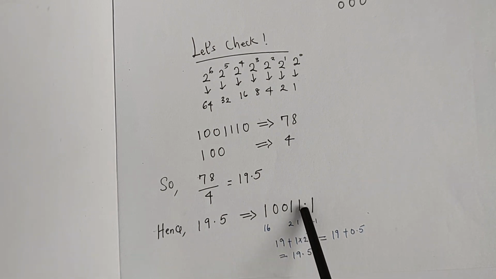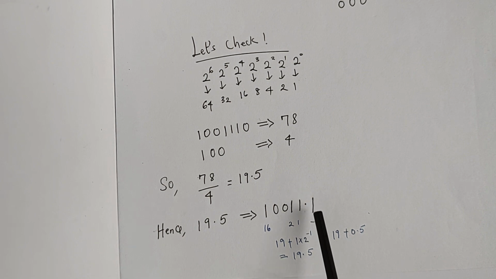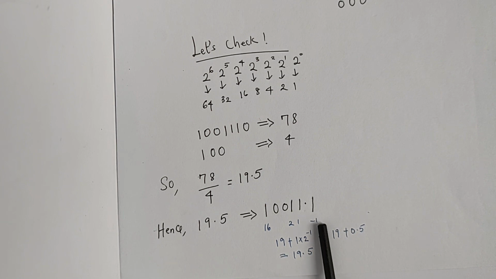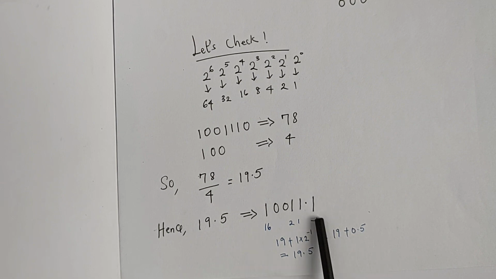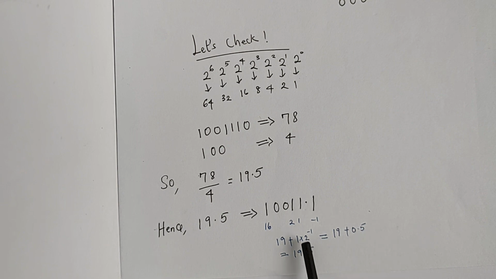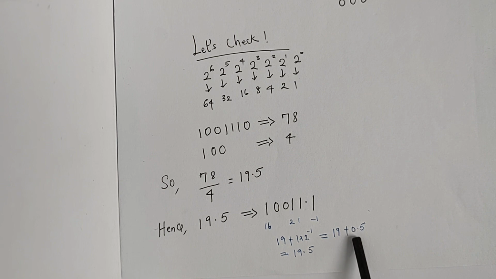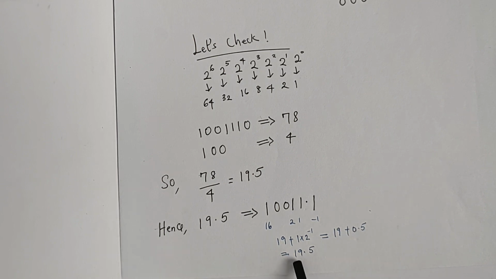Then you have a decimal point. Now the place value for the digit after the decimal point is going to be minus 1. So this is where we got minus 1. For us to add up this value so that we can arrive at the decimal value, we say 19 plus 1 times 2 raised to the power minus 1, because of this place value minus 1. So if you do that, you're going to get 19 plus 0.5. We say 1 times 1 divided by 2, right? So this is going to give us 0.5. So if you sum everything up, you're going to get 19.5.